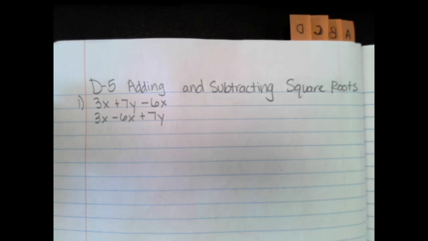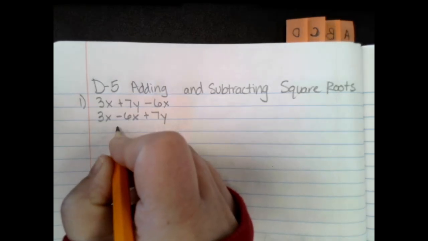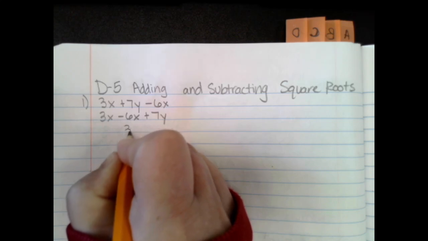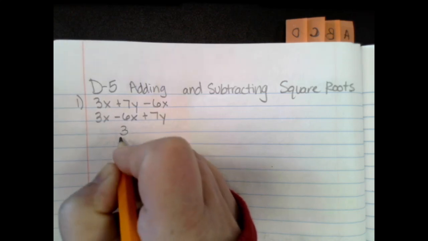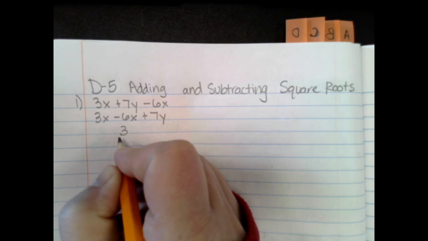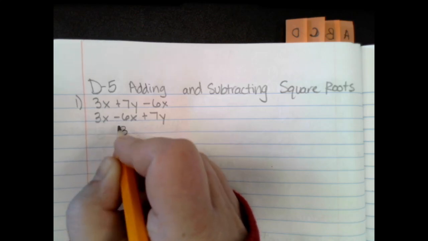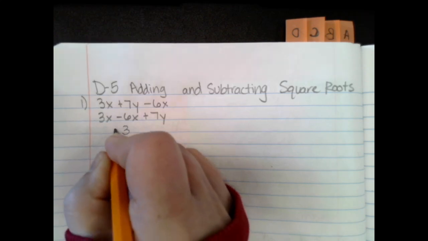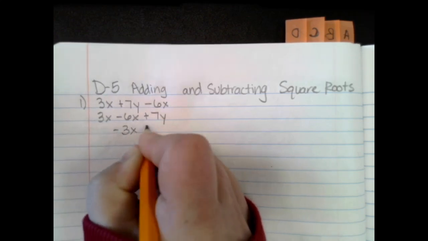And what is 3x minus 6x? Yeah, 3 minus 6 is, or 6 minus 3 would be 3. And then positive or negative, if I'm doing a small minus a big? Negative. So negative 3x plus 7y.